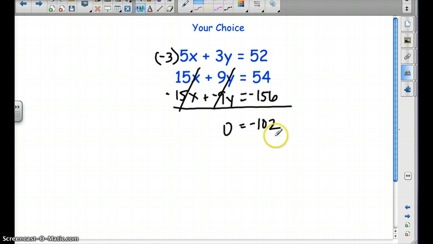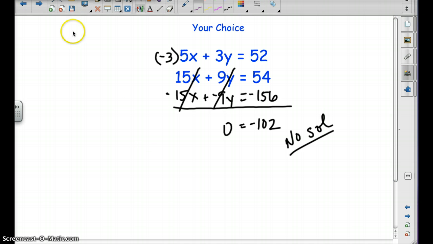Holy cow. How did that happen? Well, when this happens, we're going to say no solution. When you get two values at the end of your system that don't equal each other. So this one is no solution.